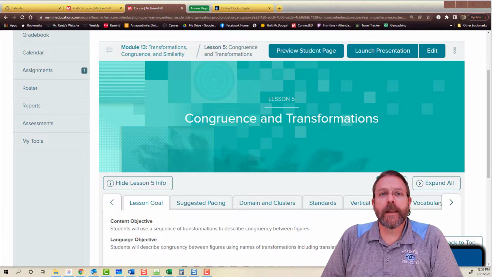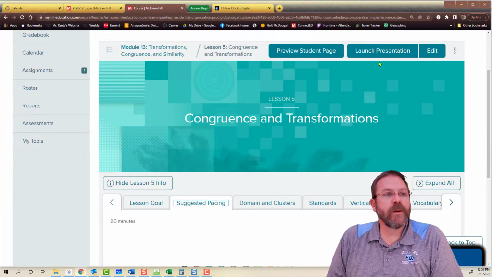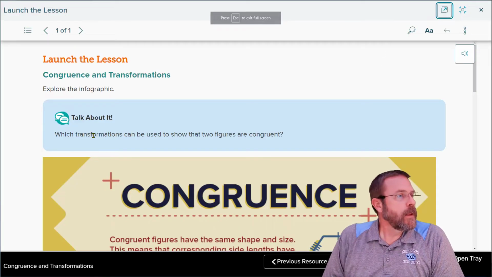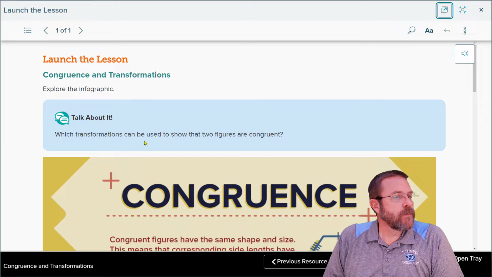Module 13, Lesson 5, I believe we're on. Yep, Module 13, Lesson 5 covers congruence and transformations. The textbook claims this is going to be a 2-day lesson. There's 15 resources to get through. The first one talks about congruence.